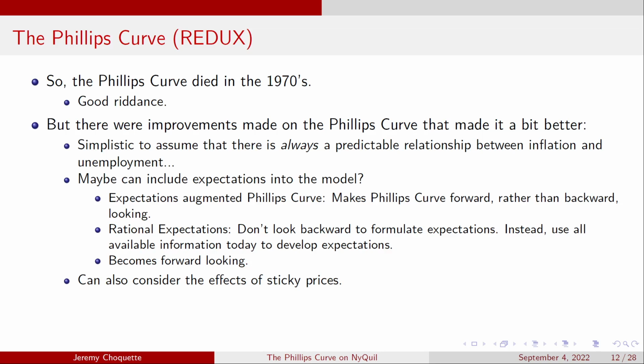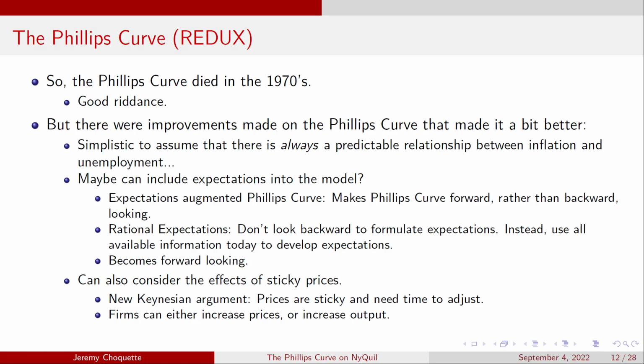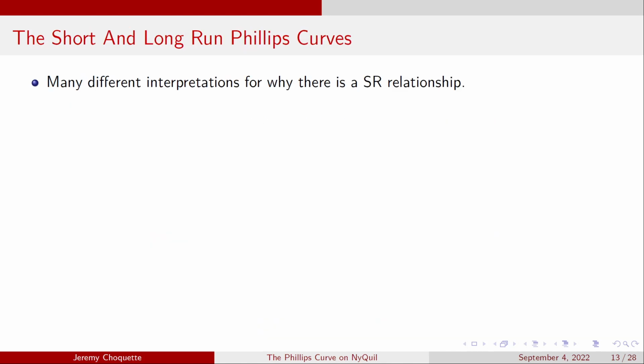We can also consider the effects that sticky prices would have on an inflation adjustment process. We can take a new Keynesian argument where prices are sticky and may need time to adjust in response to demand-side shocks. If there is a demand shock, firms can either increase prices or increase output. If you can't raise prices, the only thing you can raise is output. So if we have sticky prices, you will have a little bit of an increase in output, at least in the short run.